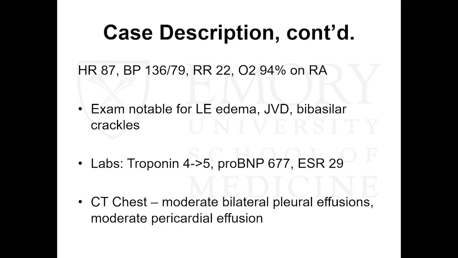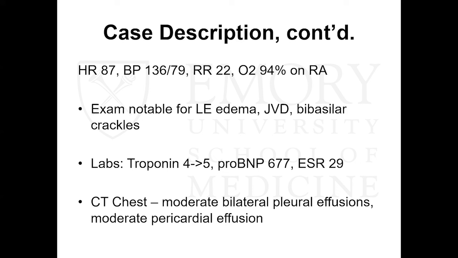Whenever he presented, he wasn't particularly tachycardic. He was slightly hypertensive, a little bit on the tachypneic side, but was satting okay on room air. His initial exam was notable for some lower extremity edema, jugular venous distension, and bibasilar crackles. Labs were notable: his troponins were normal, he had an elevated proBNP and a normal ESR. While he was in the ER, he got a CT chest that demonstrated moderate bilateral pleural effusions and a moderate pericardial effusion.